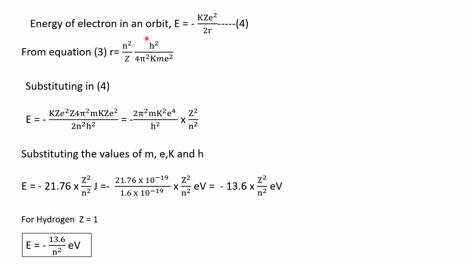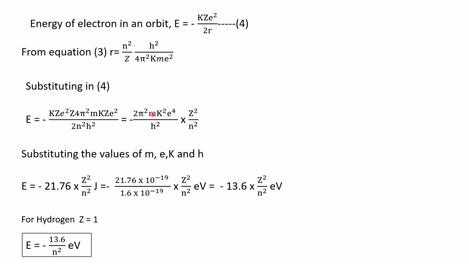Energy of an electron in an orbit, E is equal to minus K Ze square by 2r. From equation 3, r is equal to n square by Z into h square by 4 pi square K m e square. We can substitute this in equation number 4 instead of r. So this is the new equation. Here we can cancel 2 and 4. We get minus 2 pi square m K square e raised to 4 by h square into Z square by n square.